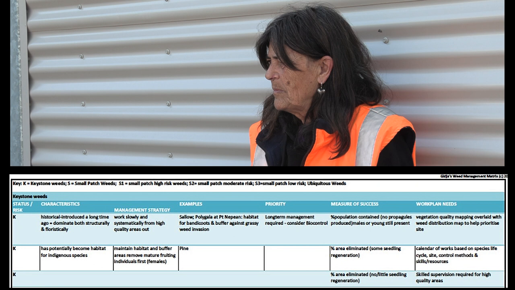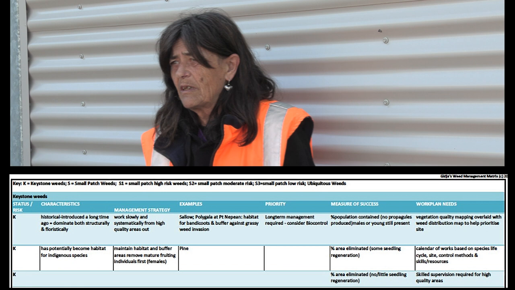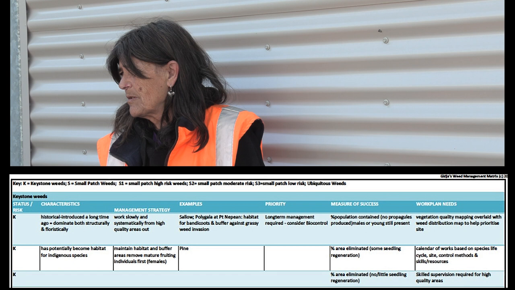And you don't want to do it fast, because if you took all the polygala out of Point Nepean tomorrow, you'd lose the bandicoots. And you'd lose the leafy greenhoods. When they've taken over cleared polygala of leafy greenhood sites, we've lost them because the sun beats down. We've got climate change, you know, we don't know.